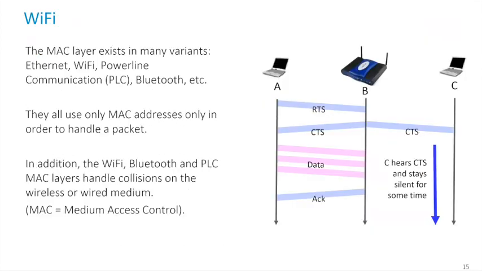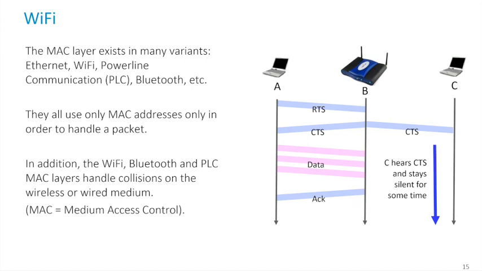Wi-Fi is very similar, with one additional thing. Wi-Fi has, in addition, to handle collisions. This is similar to other MAC layers, such as power line communication, that's very much used in electrical systems. Bluetooth is also very similar. Like Ethernet, they all use MAC addresses only to decide where to send a packet. But in addition, they need to handle collisions.